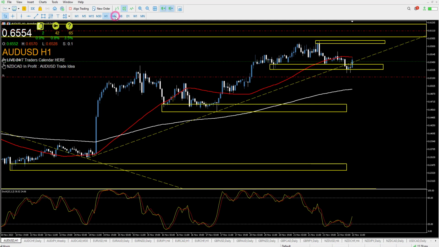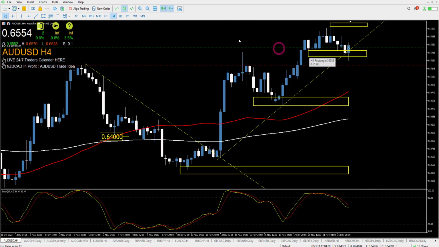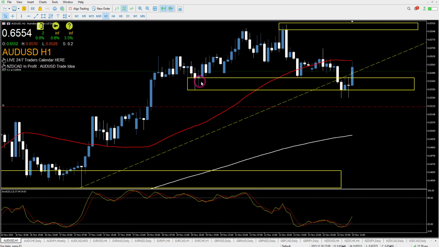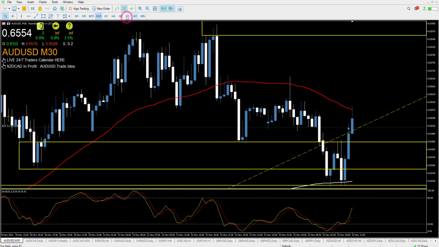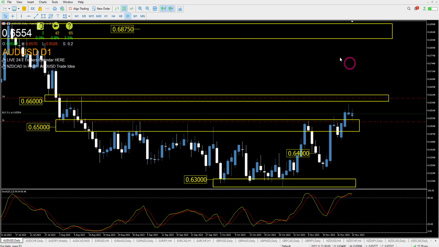So yeah, looking okay at the moment. We've got obviously 4-hour demand zone coming in here, hourly demand zone as well. The 30-minute time frame double bottomed, so that's what I was looking for. Hopefully we can see that continuation to the upside there.